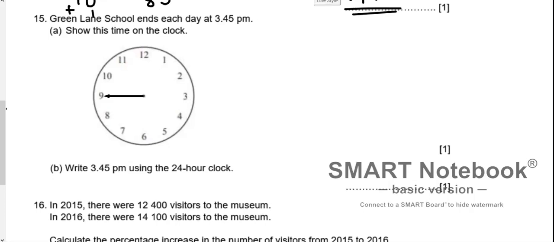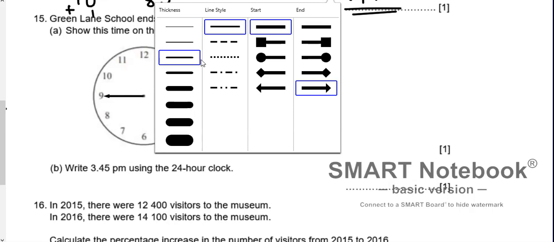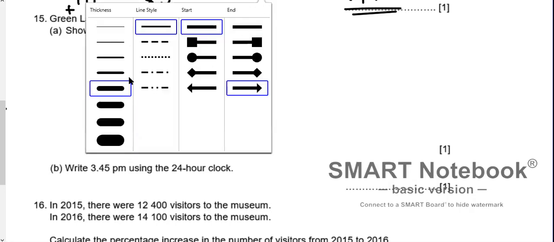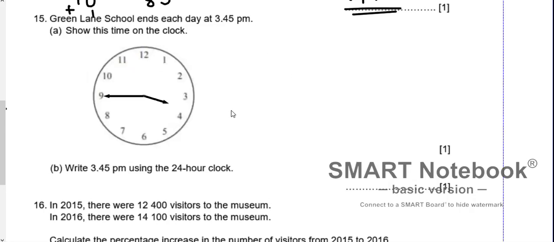So the short arrow will be somewhere between, going like that. This looks massive. Let me try to make it normal. Okay, so it will be looking like this. Okay, I'm not accurate, but it will be looking like that.